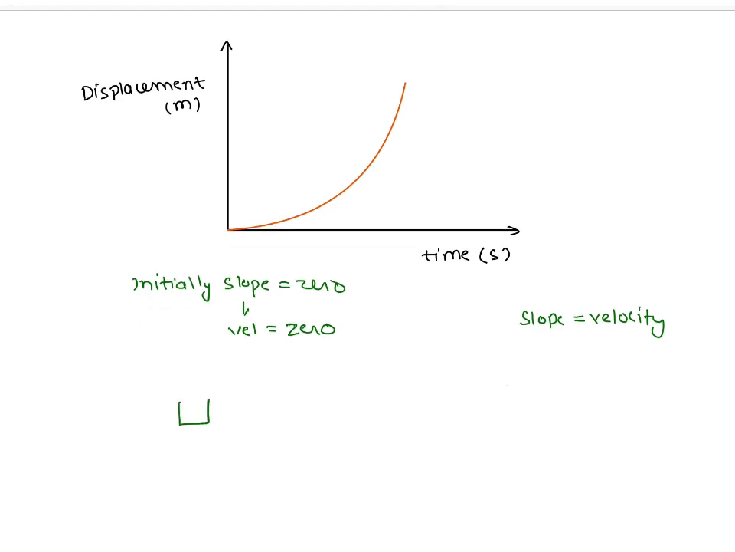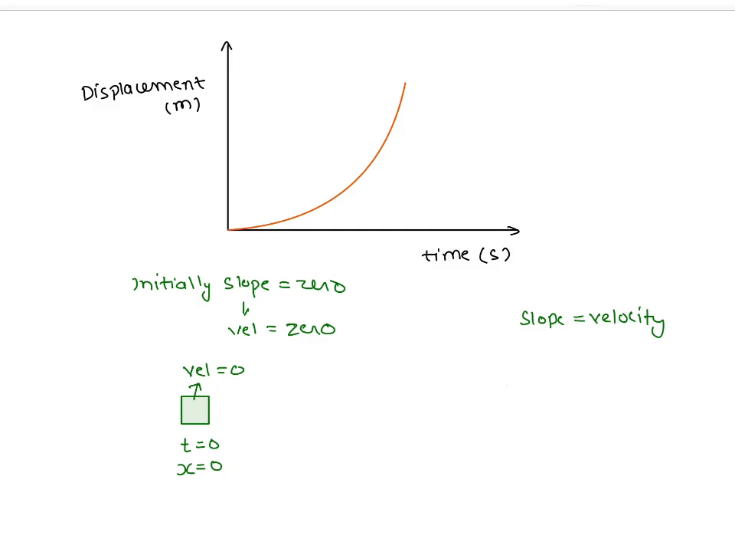So let's assume that at t is equal to 0, that is initially, our particle was at x is equal to 0, that is the origin. And we know that since slope is 0, its velocity is 0. So this is the information that we get from the slope at this point.